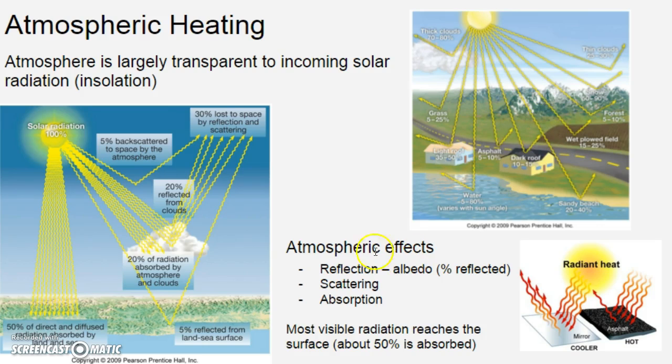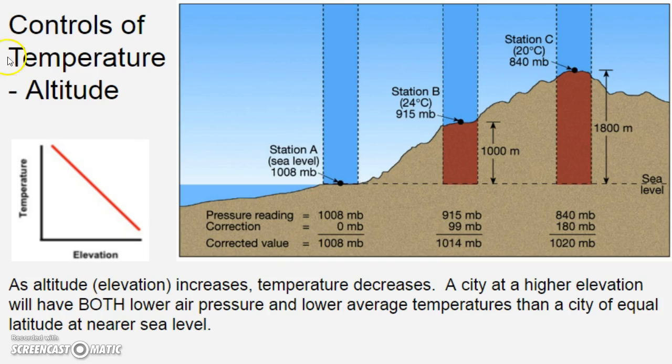They all average out to changing local temperatures. When we talk about what's taking place when sunlight enters, we can say it reflects, based on albedo. We can say it gets scattered, and it can be absorbed. Of the visible radiation that reaches the surface, about 50% is absorbed. But that can be variable. It can depend on the light and the dark surfaces, so it's kind of an average value.